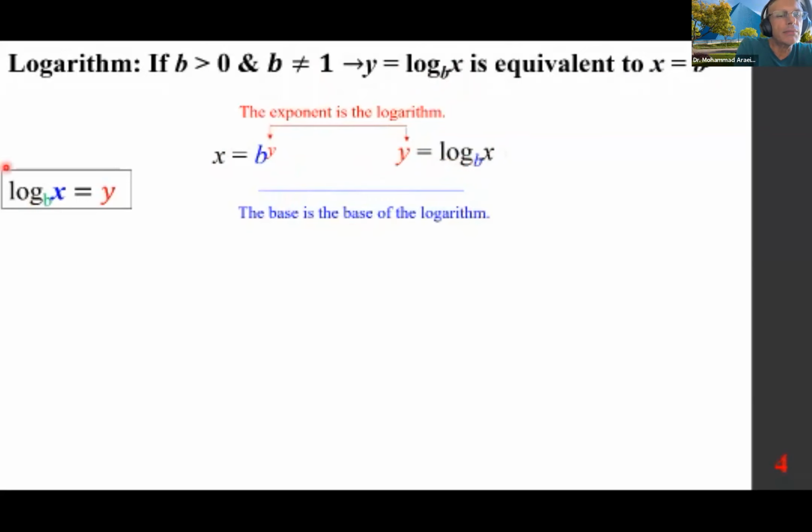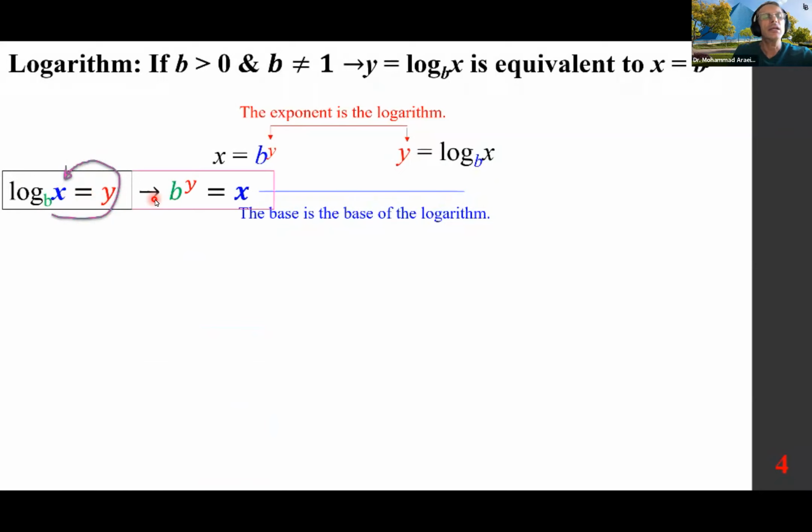If you look at the method that I'm going to use here, log base b of x equals y, if you go with this arrow that I'm showing you, b to the power of y becomes x. If you can go from logarithmic format to exponential format and back, then you have no problem with all the properties we're going to discuss. And so what you really need to know is that log is simply an exponent.